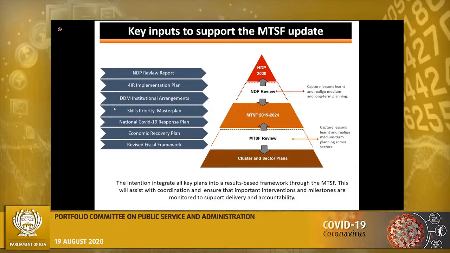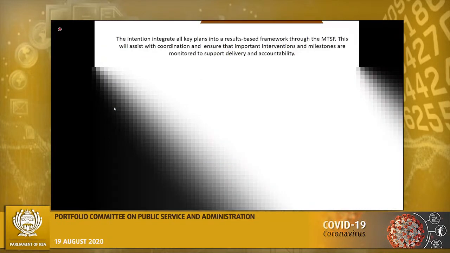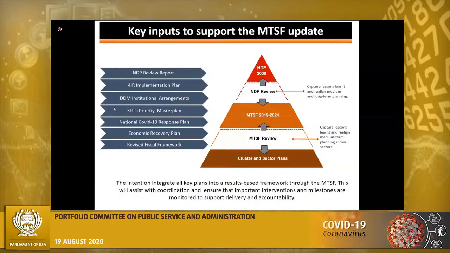The revised fiscal framework also will have to be incorporated into the review. So the diagram on the right, I think we have presented it previously in terms of the hierarchy of planning, starting with the NDP. In our view, the NDP is still alive and kicking, and then we'll only factor the review of the NDP. Now, flowing from the NDP, we go to the MTSF, and then to the sector and cluster plans. So it's the NDP, MTSF, and the cluster and sector plans. Let's move to the next one.